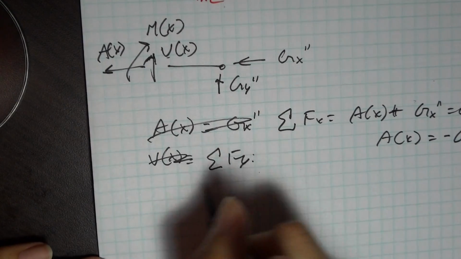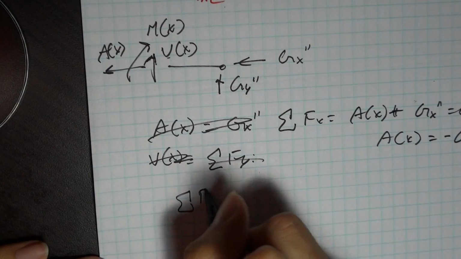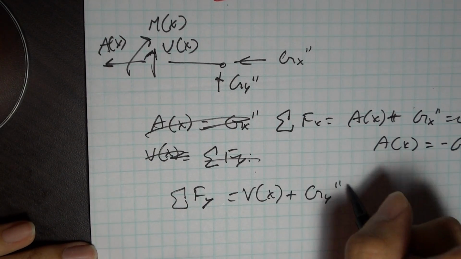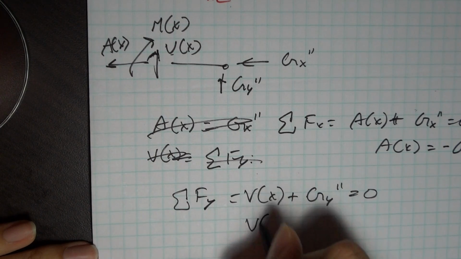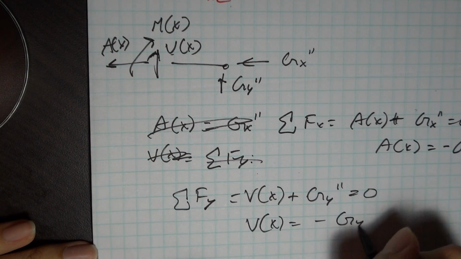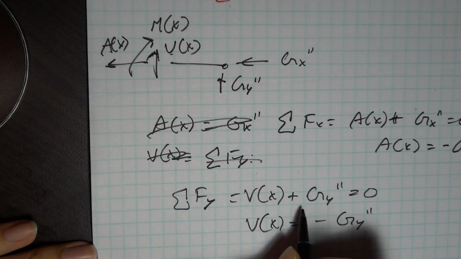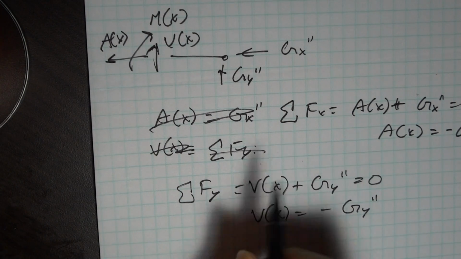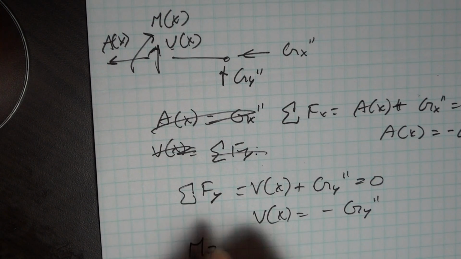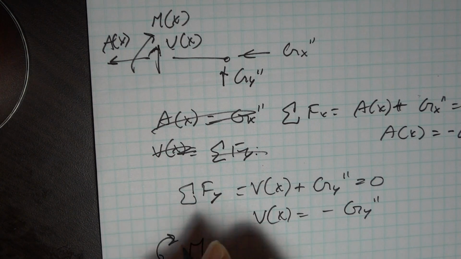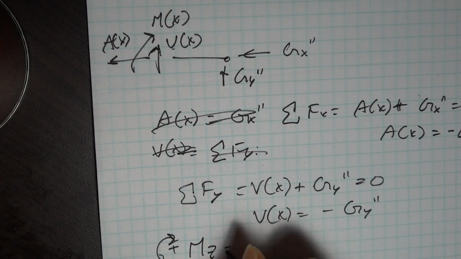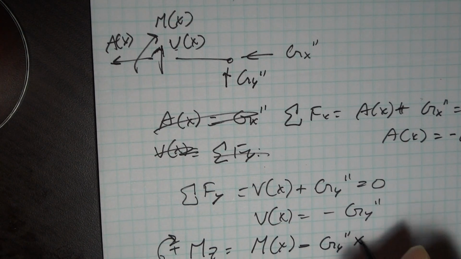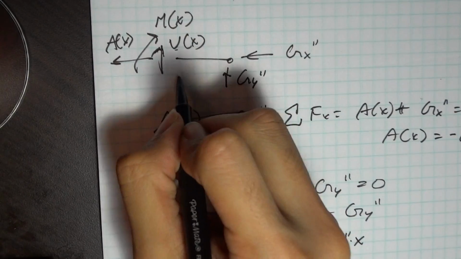If I do sum of forces in the y, I get V of x plus Gy double prime equals 0. So V of x equals negative Gy double prime. Note how the sign changes here. I'm adding two positive terms together and setting them equal to 0. So one of them has to change signs. My moment about z, let's do this way positive. It's going to be M of x minus Gy double prime times x. This is the distance x.